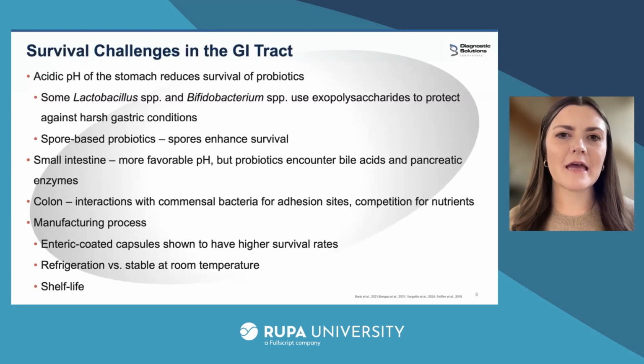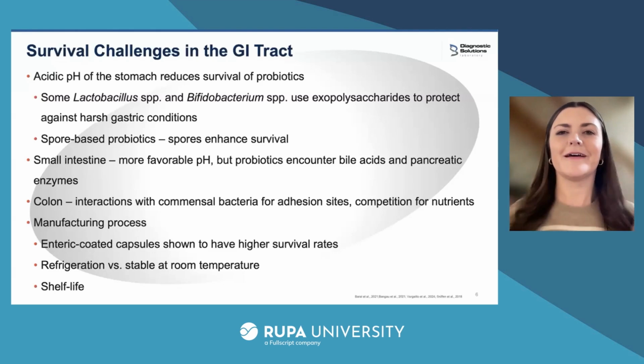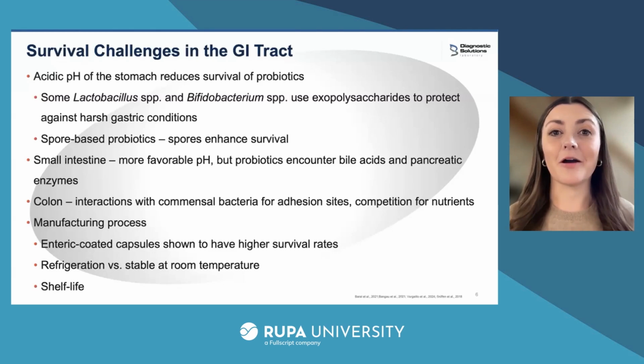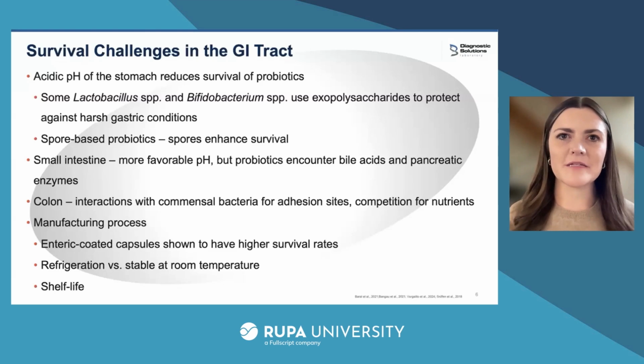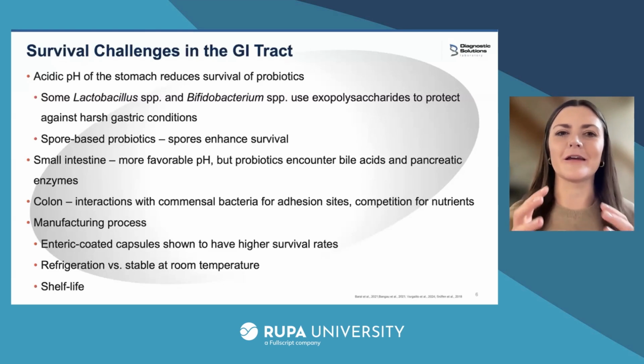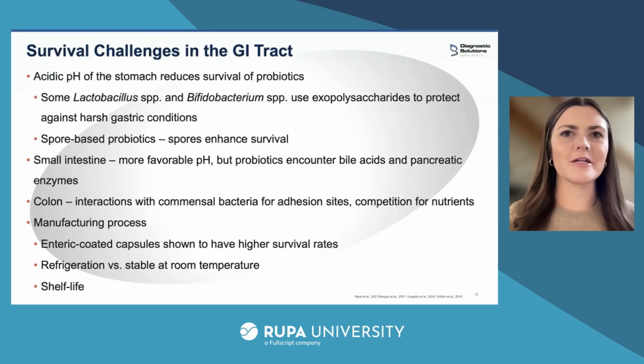And some probiotics have strategies in place to help increase their survivability through the stomach. For example, lactobacillus and bifidobacterium will use exopolysaccharides to create almost like a biofilm protective layer around them so that they are able to survive in those harsh gastric conditions. And then spore based probiotics, they enter the body in a spore state, and that enhances survival. Once they reach the small intestine, they're able to germinate.